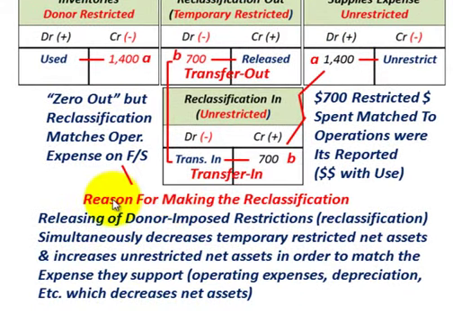Okay, so the reason for making that reclassification, and I'll just go through the definition here. This is where we're going to be releasing donor-imposed restrictions through this reclassification, which simultaneously decreases the temporarily restricted net assets and increases the unrestricted net assets. And we do that in order to match expenses.